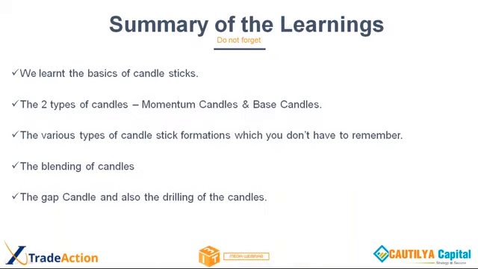Fine. So, summary of the learnings of the first session: we learned the basics of candlesticks. We learned 2 types of candles, momentum and base. We also learned that a candle can be an extended range candle or a narrow range candle. And we realized that there are many candlestick formations which are not at all significant, and we don't care about what kind of candlestick there is. All that we care about is who is under control, and by looking at the candle every one of us can make out. And we learned about blending of candles and how gap candles behave, and how a gap can create momentum in each candle. And finally, we know how to drill down in each candle to see how it levels up, how the children are formed.